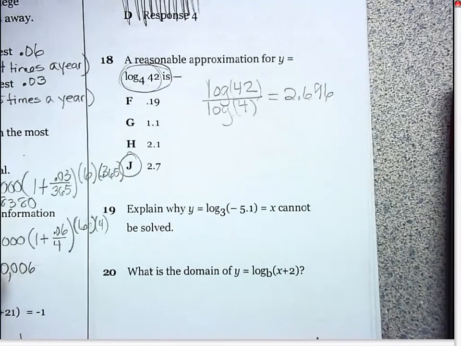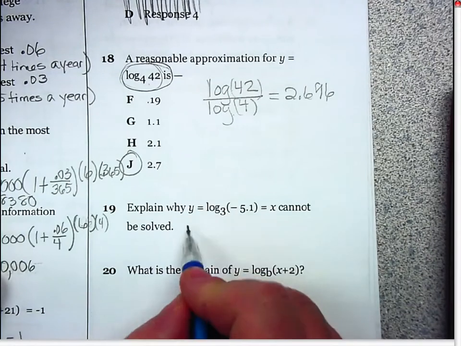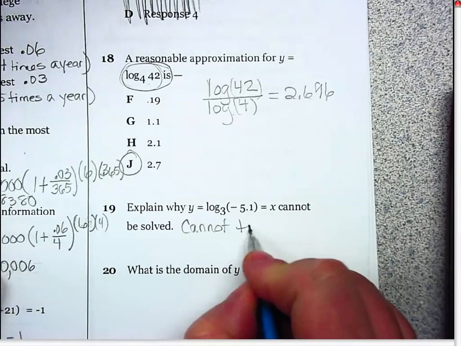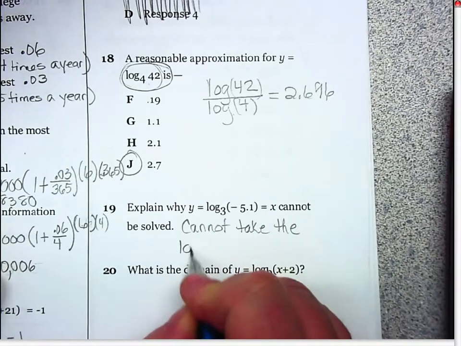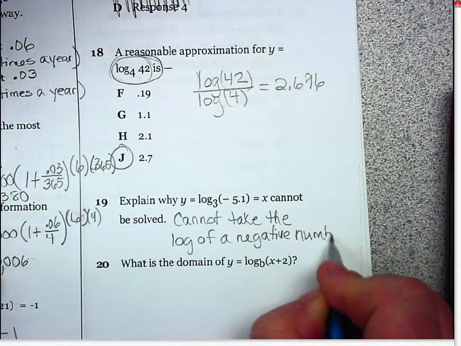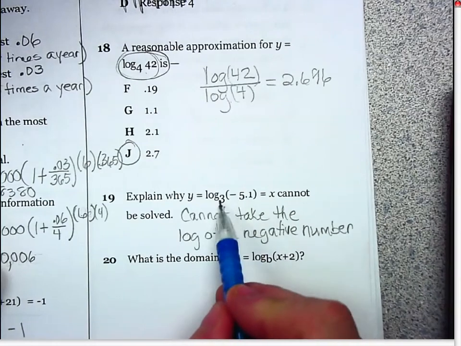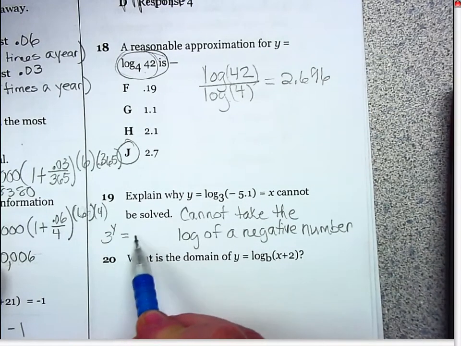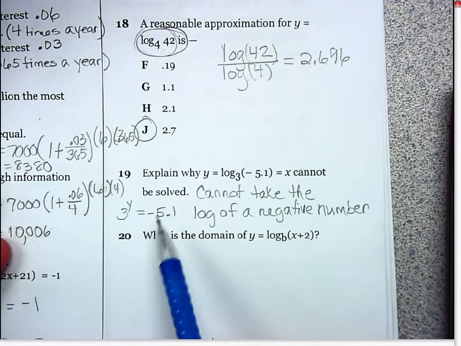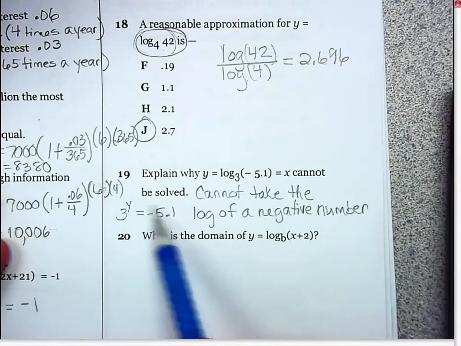Okay, explain why y equals log base 3 of negative 5.1 cannot be solved. Because of the negative. Yes. Cannot take the log of a negative number. Okay, why can't you take the log of a negative number? How would you rewrite this as an exponential? 3 to the y equals negative 5.1? You can't get a negative if you have an exponent. Right, there's no way. You could do 3 to the negative 2, but that's 1/9. No matter what you put in here, you're not going to get a negative number.